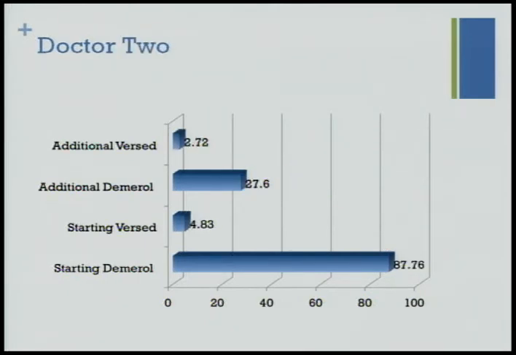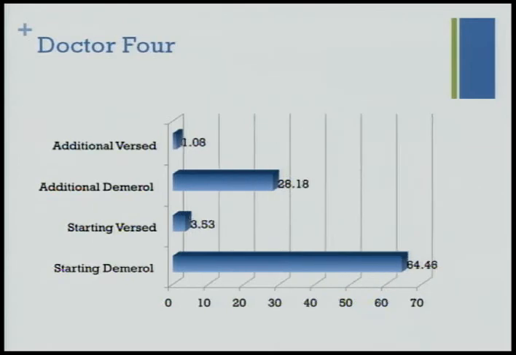Dr. 2 gives an average starting Demerol of 87.76 and a 4.83 average Versed dose. In addition, 27.6 Demerol and 2.72 Versed are given. Dr. 3, on the other hand, gives an average dose of 91.03 Demerol with a 3.37 Versed. The additional amount of Demerol given is 26.11 and 0.93 Versed.